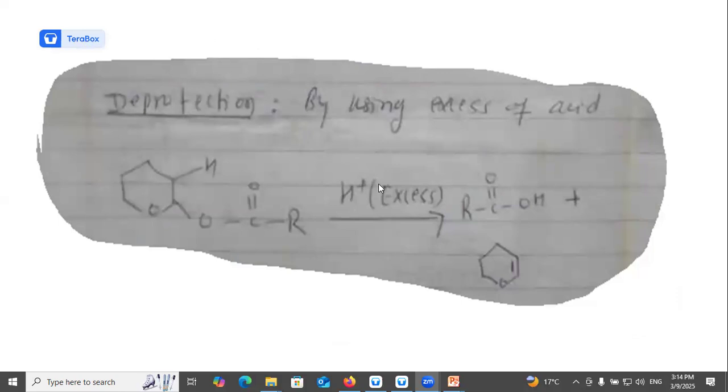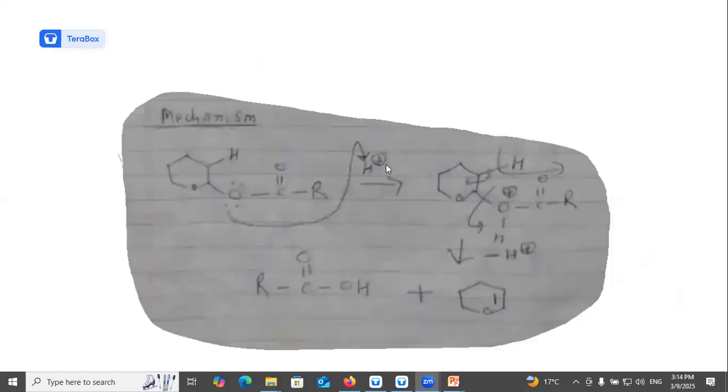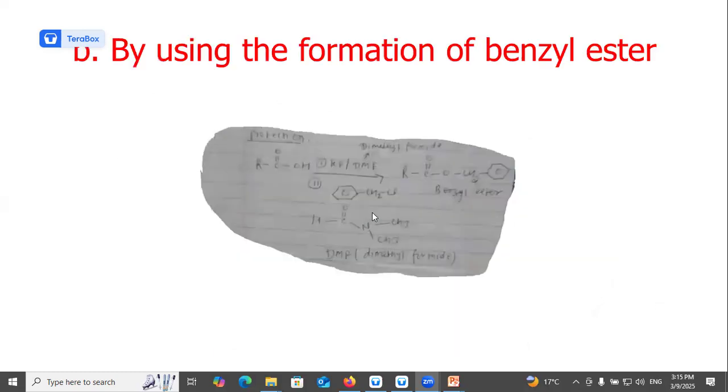The deprotection by using excess of acid will get carboxylic acid. Mechanism: when acid attacks this oxygen of the ester, this oxygen becomes positively charged, and the hydrogen is removed to neutralize this positive charge. By the mechanism, first of all, this electron pair enters this ring, and the bond is detached from here, neutralizing this oxygen, and it becomes this pyran and the carboxylic acid.